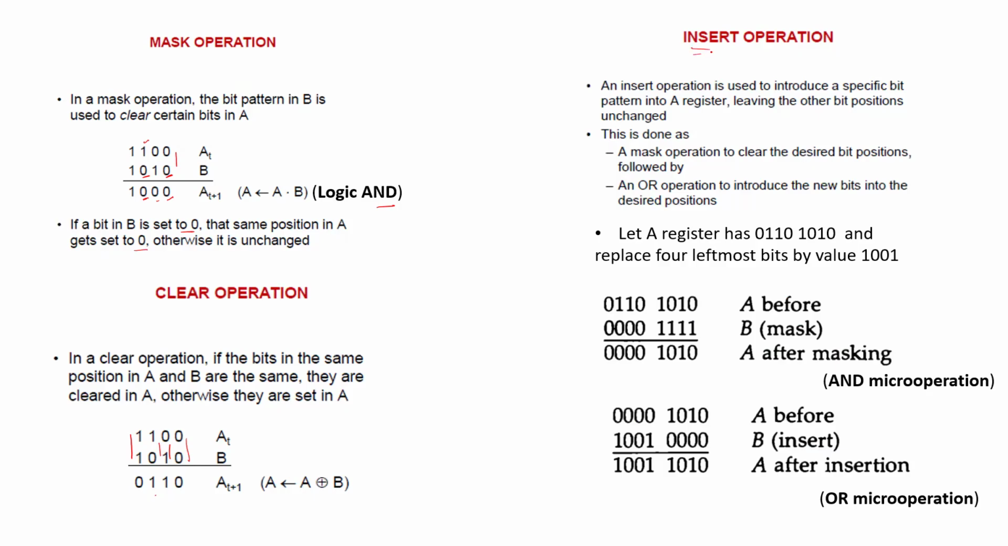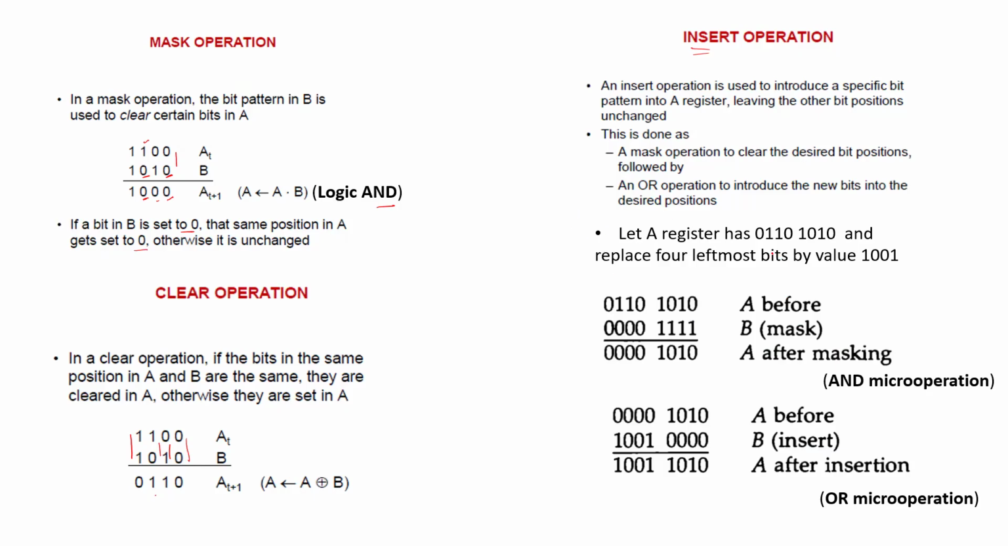Next, we have the insert operation. That is very important, okay? Many applications are there for this. In the insert operation, we introduce a specific bit in register A at a particular position. Only that bit position will be affected; the remaining bit positions will be unchanged. For that, two steps are required. First is the mask operation to clear the desired bit position, followed by the OR operation to introduce the new bit in register A where you want it.